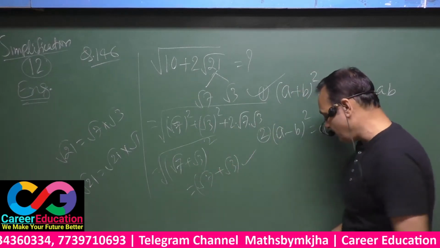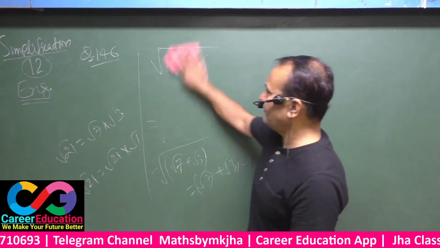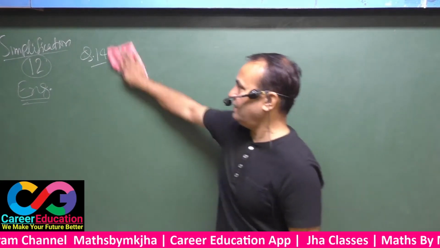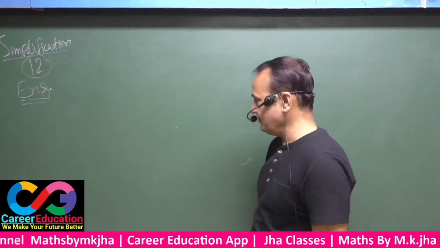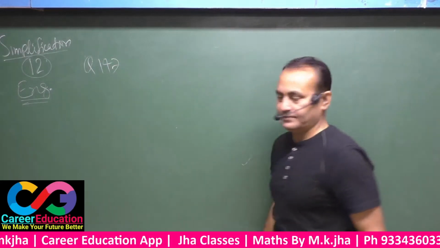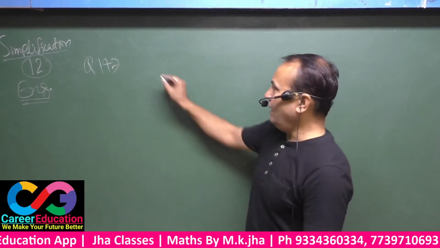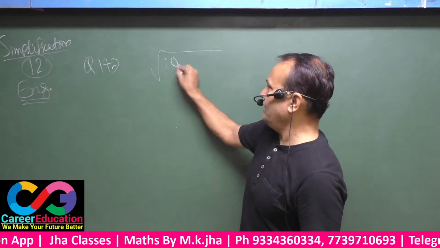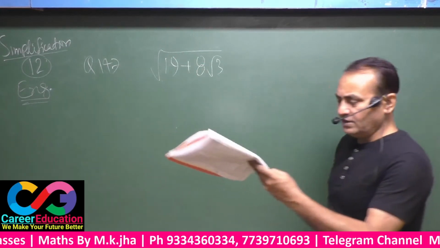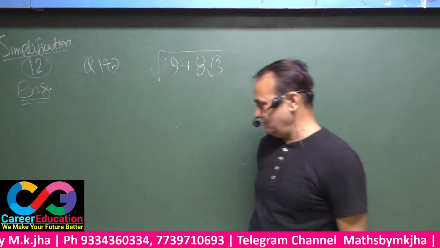Now come to question number 147. See, 147 is under root 19 plus 8 under root 3. That means see here. Again the situation is just like that.